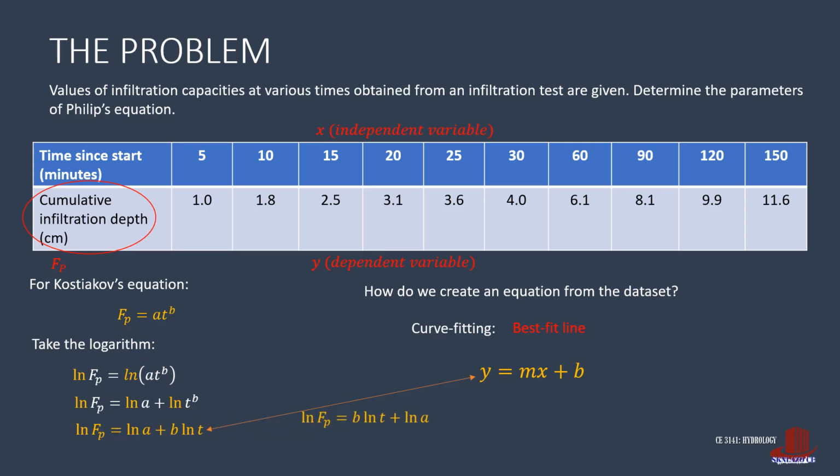This is then compared with y equals mx plus b, where it is easily noted that y is ln of Fp, and x is ln of t. These are the parameters we need to graph and have the best fit line equation. So the parameters we need to look for are a and b.